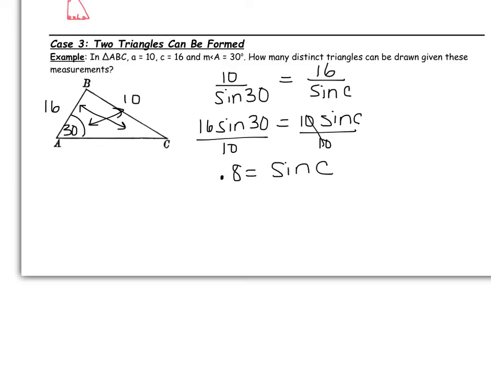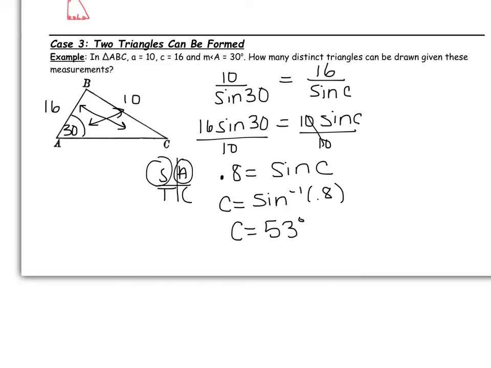How do I find C? C is the inverse sine of 0.8. So in the calculator, second sine, second answer, you get that C is equal to 53 degrees. Now, ASTC, sine is a positive 0.8, so it's going to be 1 and 2. So the other angle would be 180 minus 53, which would be 127.